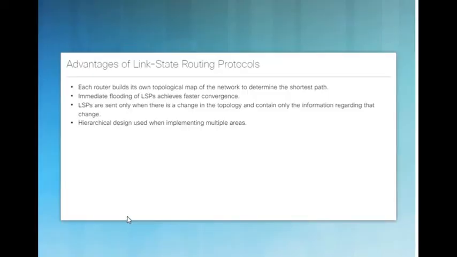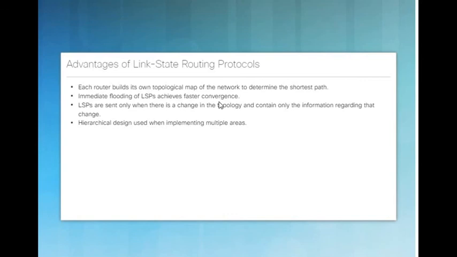All right, so last few slides. This time we're going to identify the different advantages of link state routing protocols. That's why it's considered the widely used protocol, especially for medium to large size networks. The number one advantage is that the router builds its own topological map of the network to determine the shortest path, like what we have in our scenario a while ago.